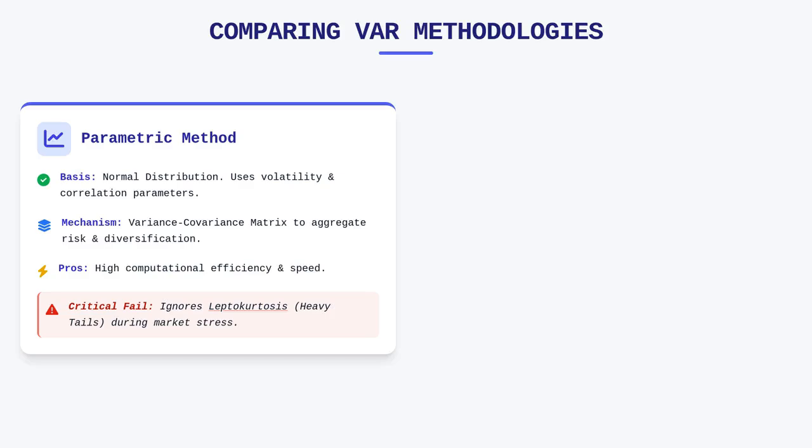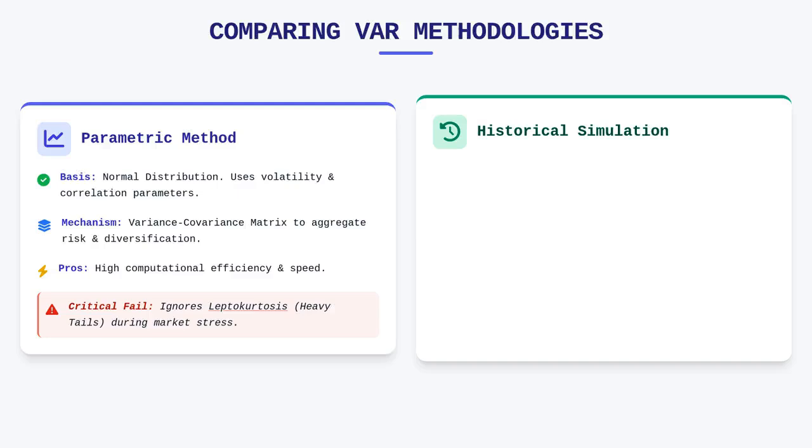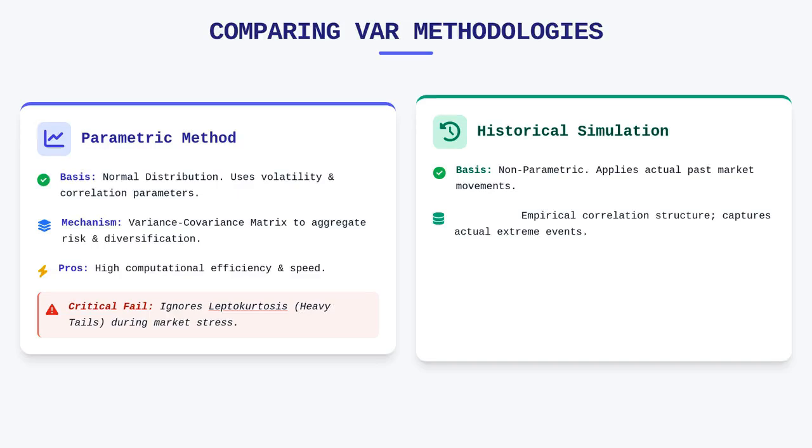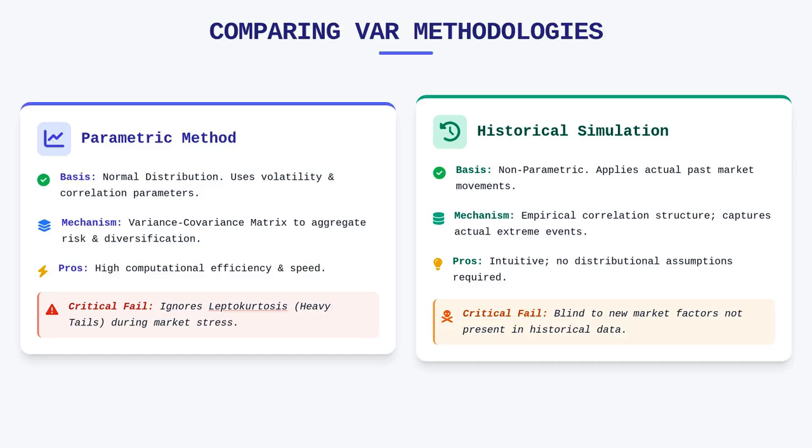In contrast, historical simulation bypasses distributional assumptions by applying actual past market movements to current portfolio positions. This method assumes that the future will resemble the past, which makes it intuitive but potentially dangerous if the current market environment experiences factors absent from the historical dataset. Because it is non-parametric, it naturally incorporates the empirical correlation structure of the assets, including extreme events that actually occurred.